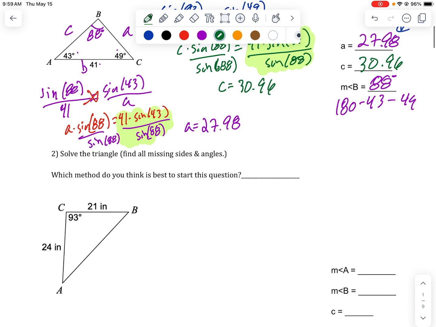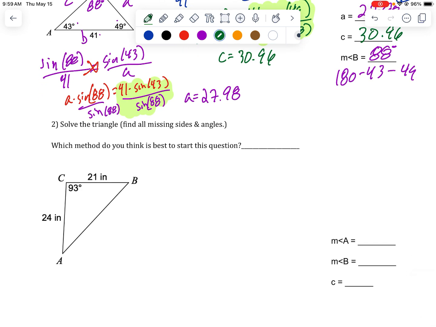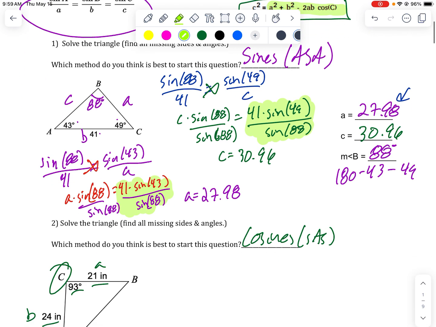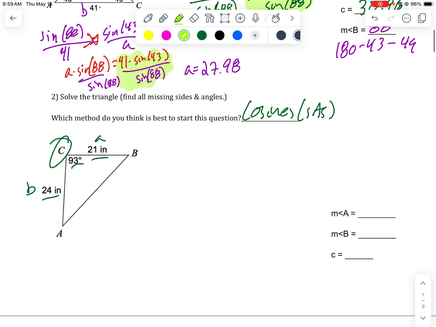Let's go here. Number two. It says solve the triangle, find all missing sides and angles. Which method do you think is best? Well, I have a side, an angle, and a side to start, so I'm going to use cosines. Since I have angle C and sides A and B, I'm going to use this form of cosine because I have all of this on the right side of the equals, and I'm trying to find C. I can find angles A and B later once I find side C.